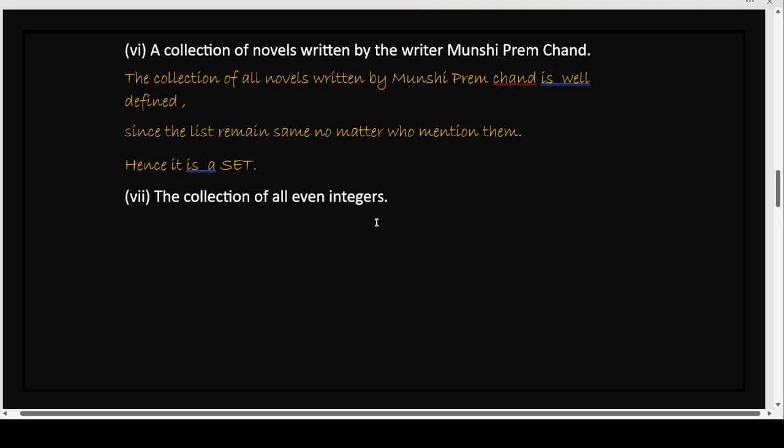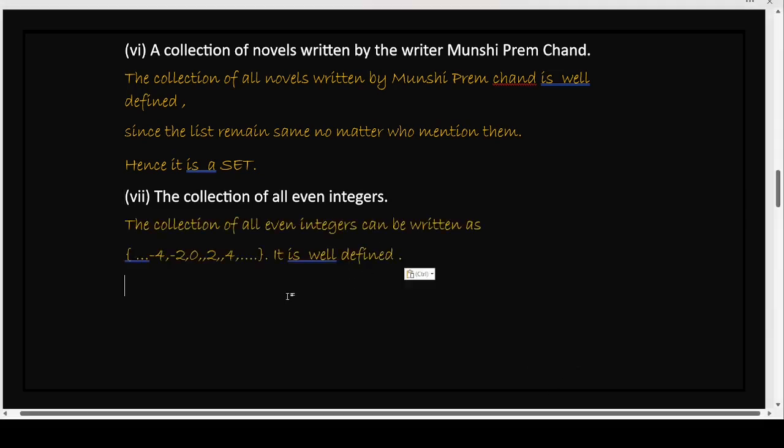Next one, the collection of all even integers. What are the even integers? The collection of all even integers can be written as minus infinity, it comes to -4, -2, 0, 2, 4, and goes on to positive infinity. It is well defined. These are all even integers. So this is a well defined collection, hence it is a set.